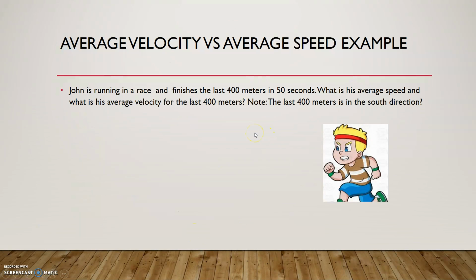Here's an average velocity versus average speed example. John is running in a race and finishes the last 400 meters in 50 seconds. What is his average speed, and what is his average velocity for the last 400 meters? Note the last 400 meters is in the south direction. Now please pause the video to answer this question.